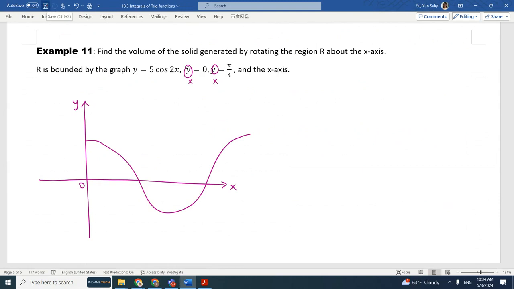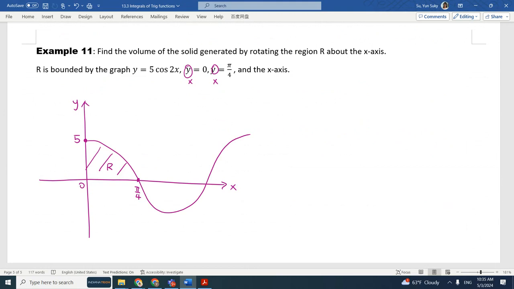Do you see when you plug in x is 0? Cosine 0 is 1. You get 5 times 1, 5, right? So at 0, this is 5. And when we plug in x is pi over 4, what happened? Pi over 4 times 2 is pi over 2. What's cosine pi over 2? Cosine pi over 2 is 0. So at pi over 4 it is actually 0. So this is our region R. Everybody?